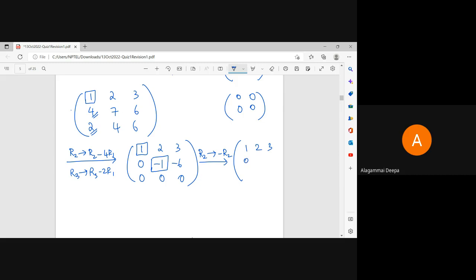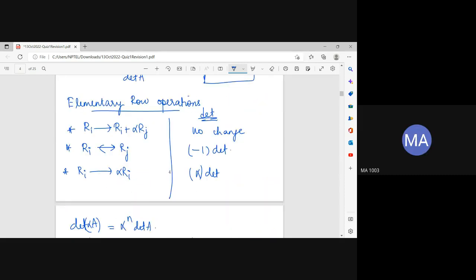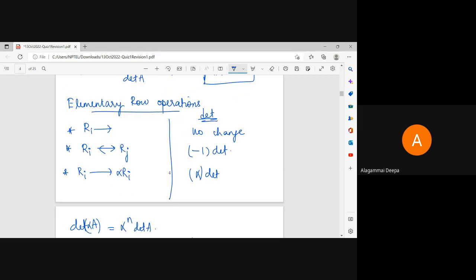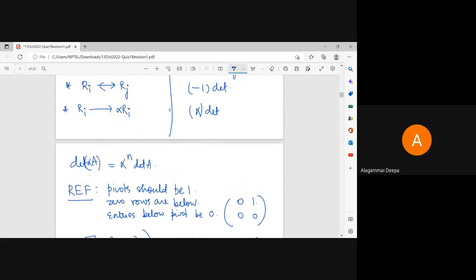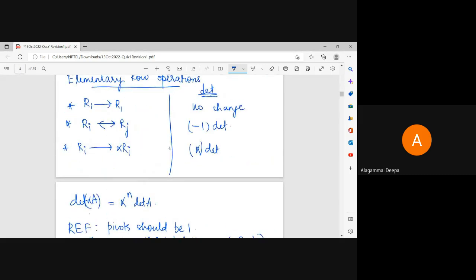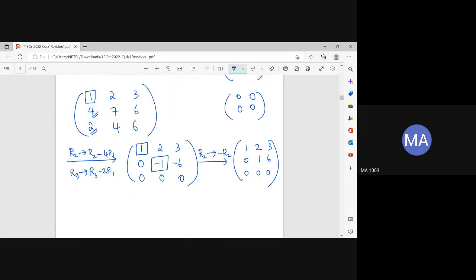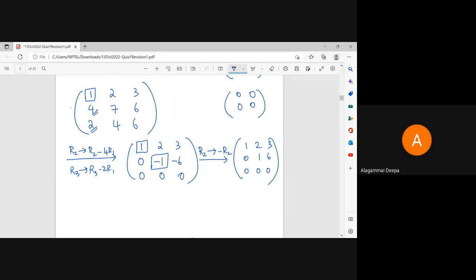Ma'am, instead, why not do it like this: 4R1 minus R2? No, your elementary row operations are these. You cannot do that. 4R1 minus R2 would mean R2 is equal to 4R1 minus R2. The allowed form is alpha Rj plus Ri, so R2 minus 4R1. Both are the same, no? It doesn't matter which one you write first? That will change the second row. What you're saying is 4R1 minus R2.